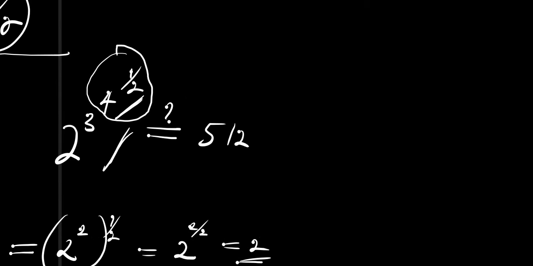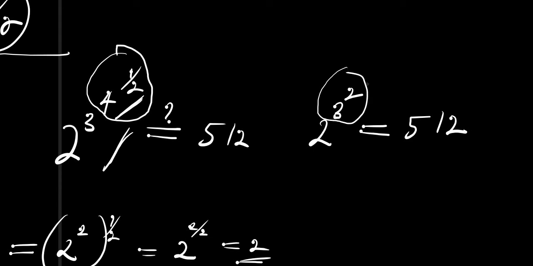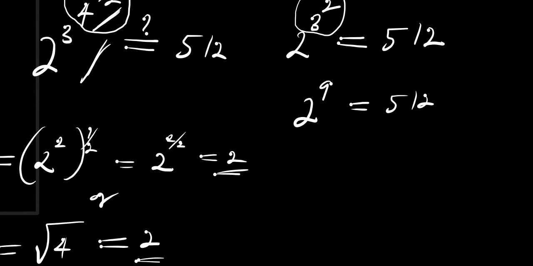We will have 2 power 3, instead of 4 power 1 over 2, we have 2. And this equals 512. The next thing you are going to do is to consider this 3 power 2. 3 power 2 is the same thing as 3 times 3, that is 9. We have 2 power 9, and this equals 512. And indeed, 2 power 9 is 512.